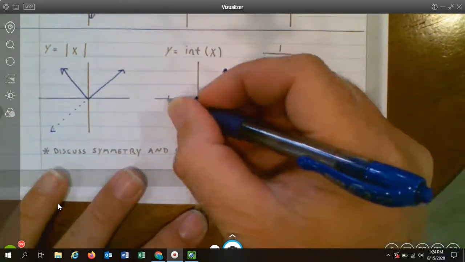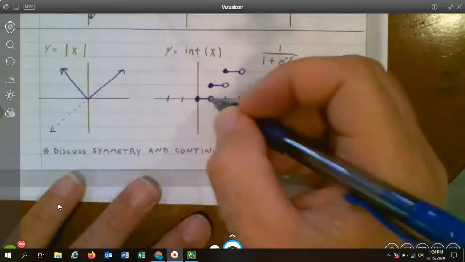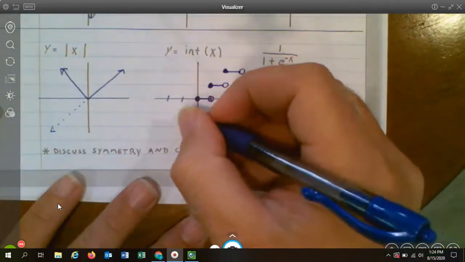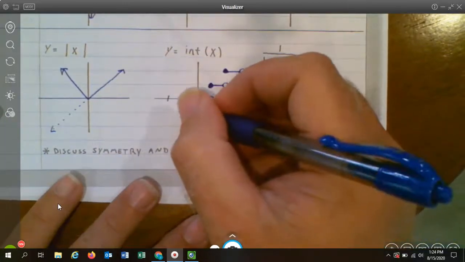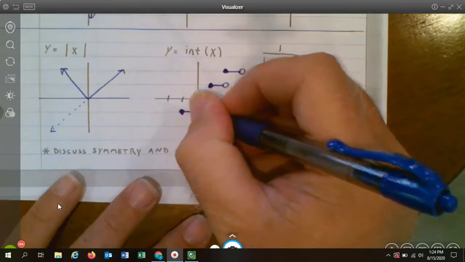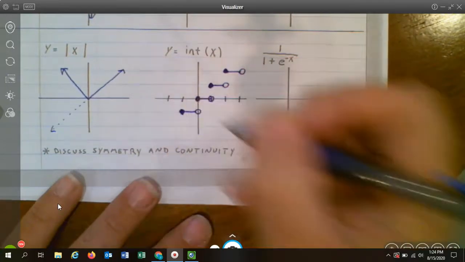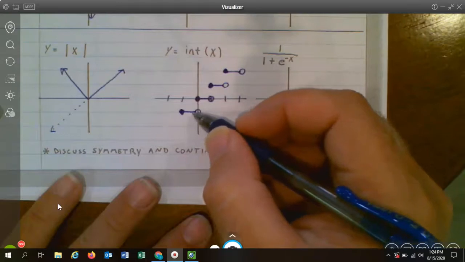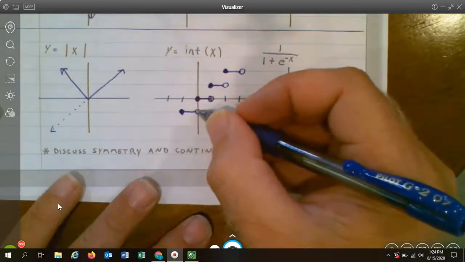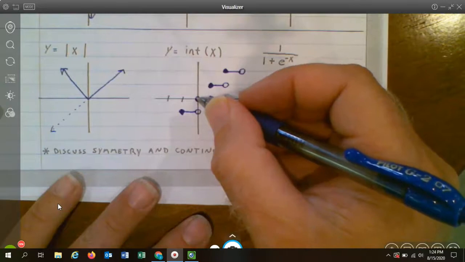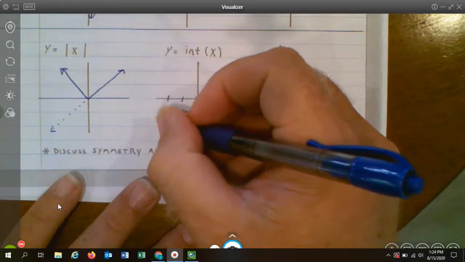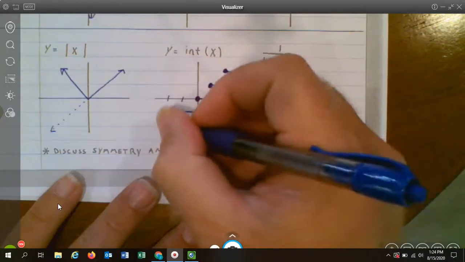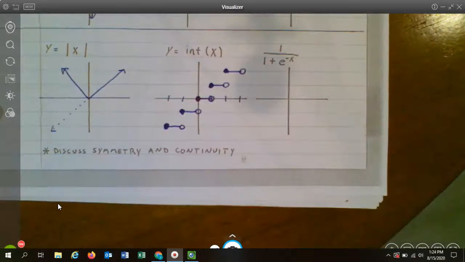Call it -1, -2, just to give you a couple more. So again, the greatest integer from -1 to 0 would be -1, because this is our -1. As soon as you get to 0, now you jump up and the next greatest integer is 0. So these just go on like this forever. And that's what our greatest integer function looks like, or our step function.